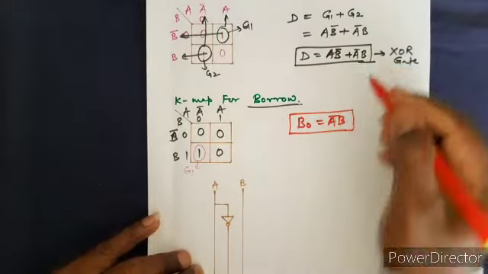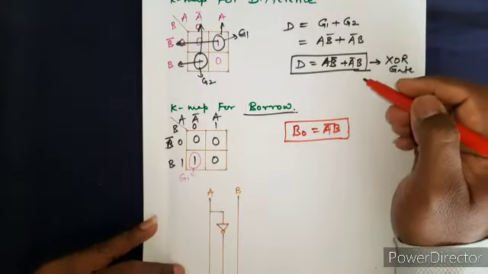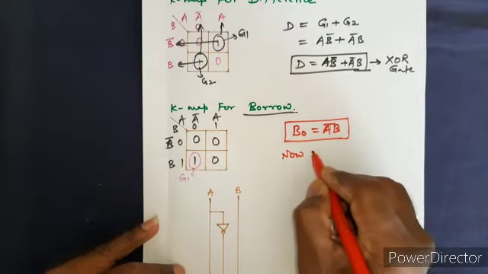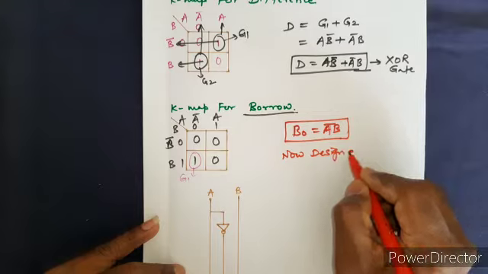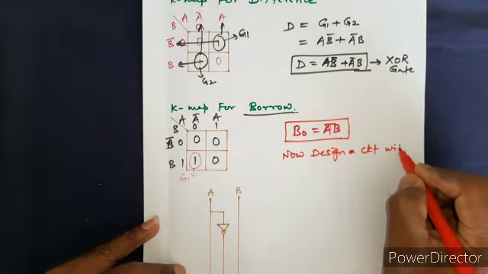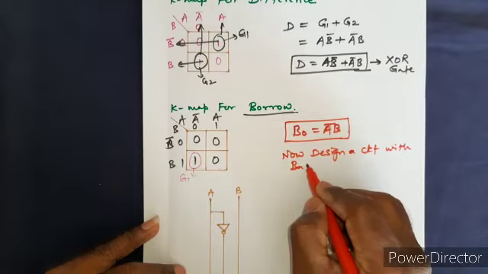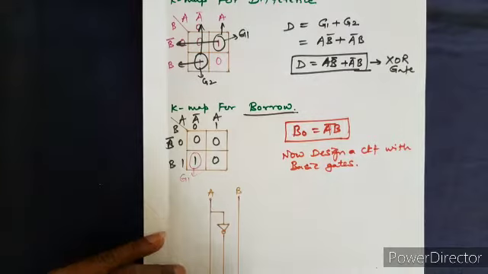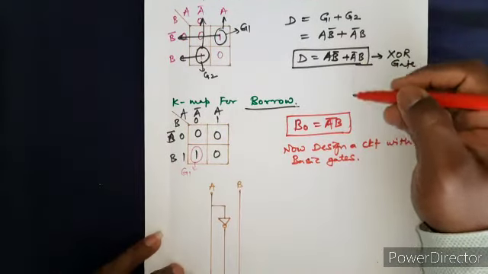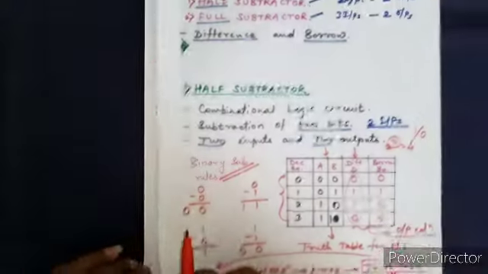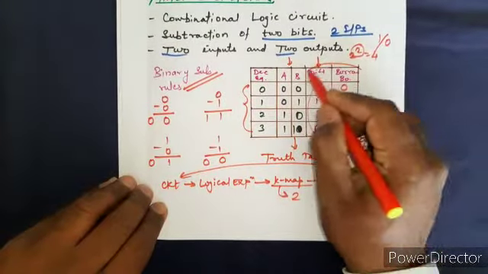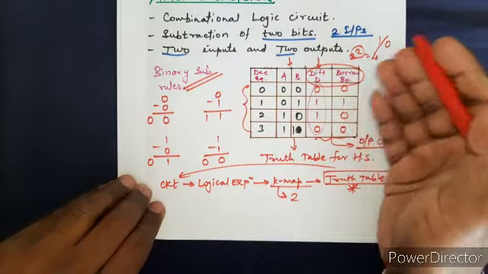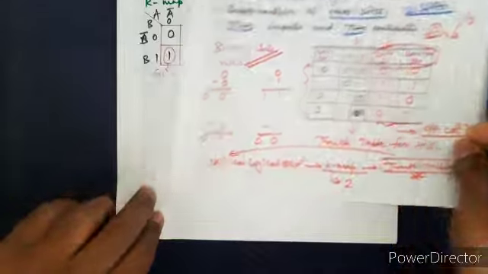Now these two equations are important. With these two equations, we can now design a circuit with basic gates. You cannot have this separate, because if you see the truth table here, we have two outputs. You cannot have a separate circuit, one for difference and another for borrow. No, you have to combine.